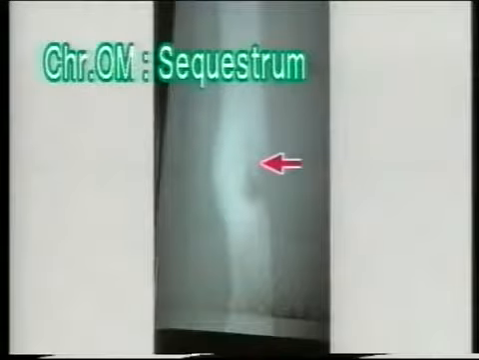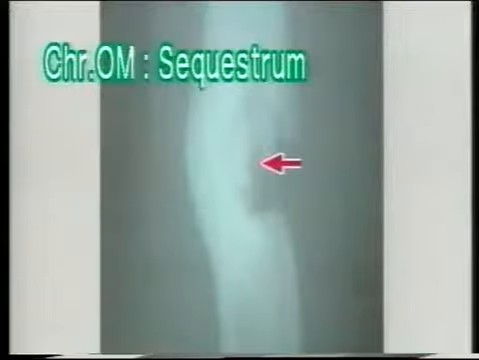This X-ray shows a cavity in the bone which is the result of a previous surgery, and within the cavity a dead piece of bone is seen. It is a sequestrum and it is surrounded by radiolucency from all the sides. The radiolucency is because of inflammatory tissue around it.